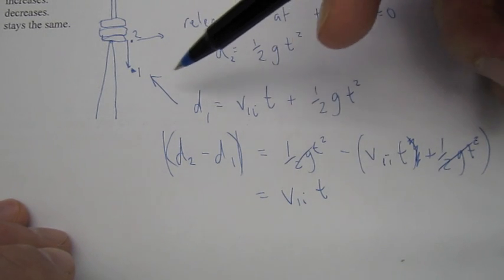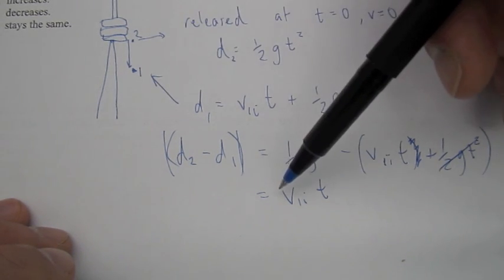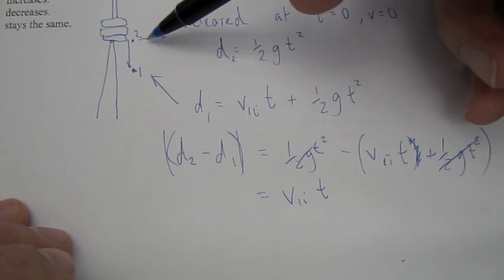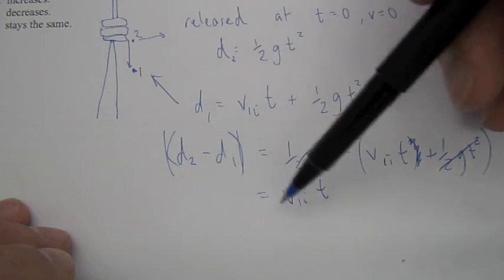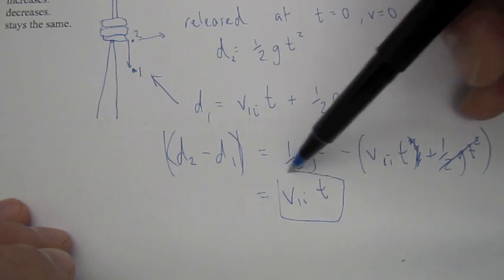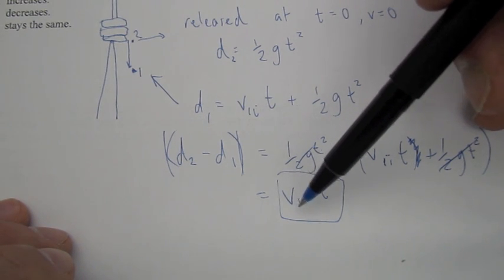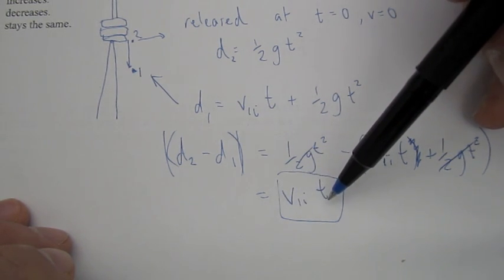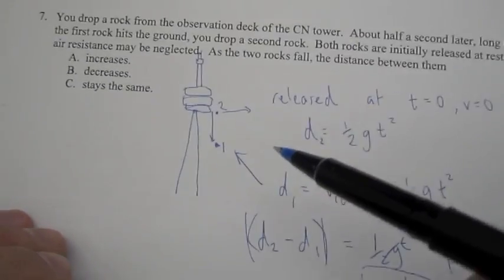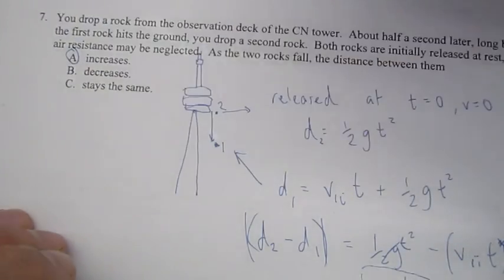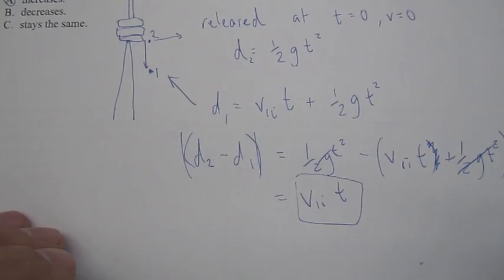So basically, since this bottom one starts off with some initial velocity at the time the second one is dropped, the distance between them will steadily increase by whatever that starting velocity is times time. So they'll get further and further away from each other as they drop.